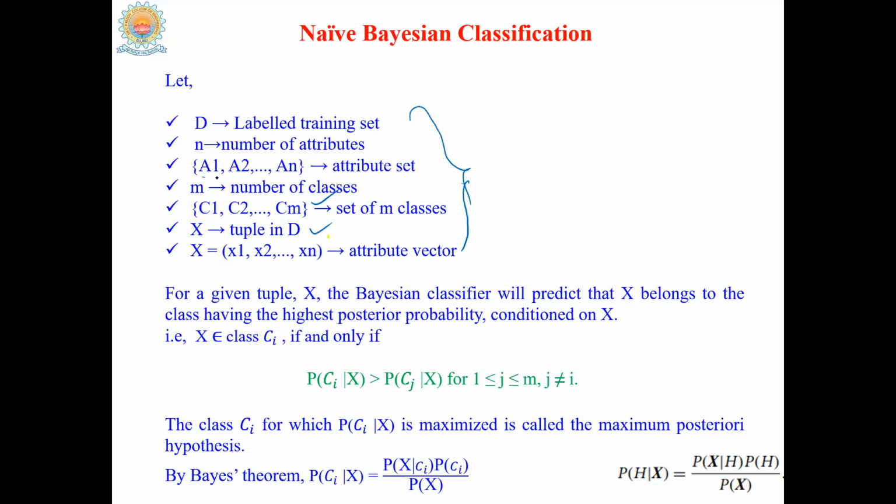Since we are having N attributes, X has how many values generally? N values, right or wrong? This is also called the attribute vector. A single tuple may have N values, one value for one attribute. X1 is the value of A1, X2 is the value of A2, Xn is the value of AN, like this. Let me share the whiteboard so that we can get a clear view about the Bayesian classification.